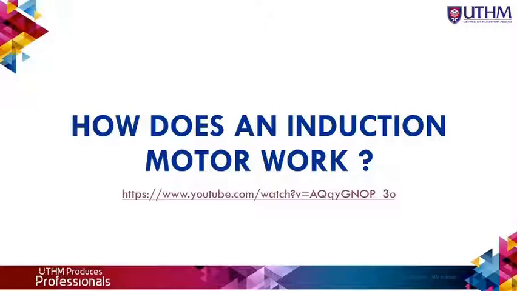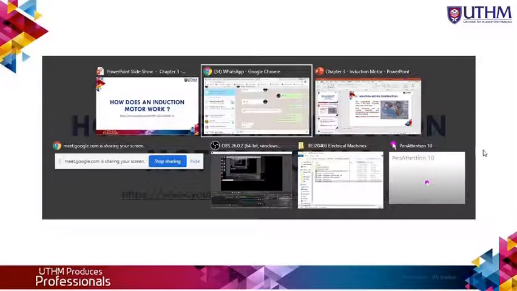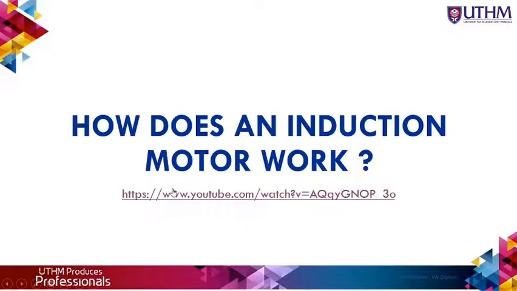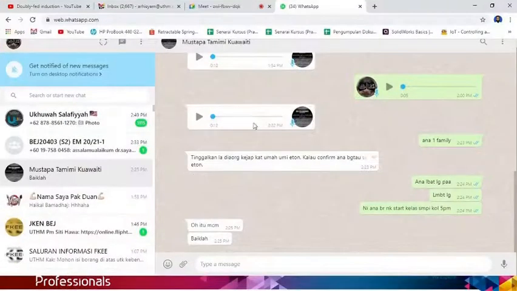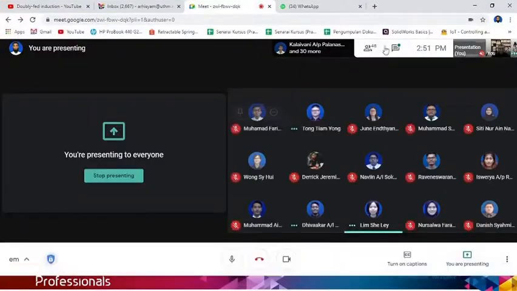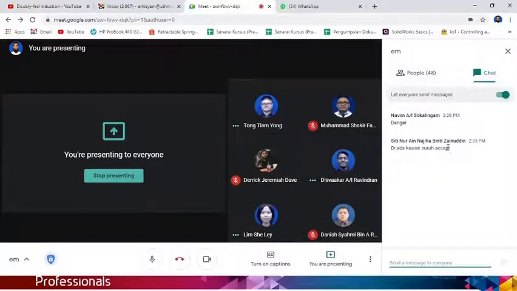Hello, semua masing-masing ada lagi tak ni? Ada, doktor. Boleh faham? Ada doktor. Faham ke tak faham? Boleh.